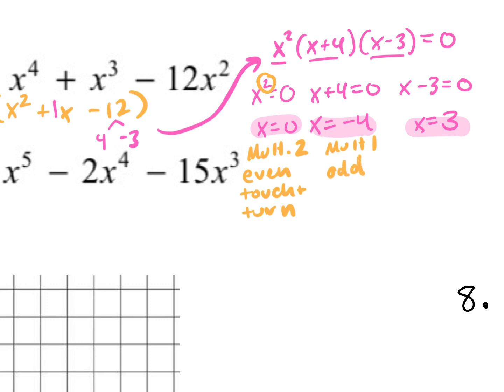If I have odd multiplicity, do I touch and turn or go through? I go through. How many x is equal to 3s do I have? 1. So I have multiplicity of 1. Odd. Do I touch and turn or go through? Go through. When you have odd multiplicity, you go through.